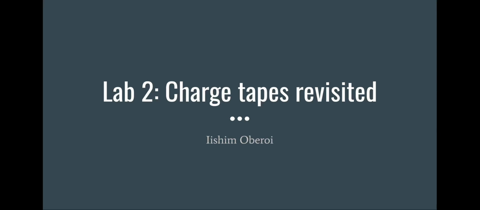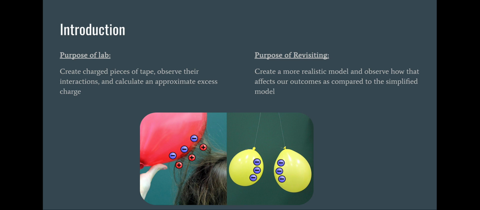This is Lab 2, Charge Tapes Revisited by Ishim Oberoi. Like Lab 1, the purpose of this lab is to create charged pieces of tape, observe their interactions, and calculate approximate excess charge. The purpose of revisiting this lab, however, is to create a more realistic model and observe how this model affects our outcomes as compared to the simplified model we used in Lab 1.